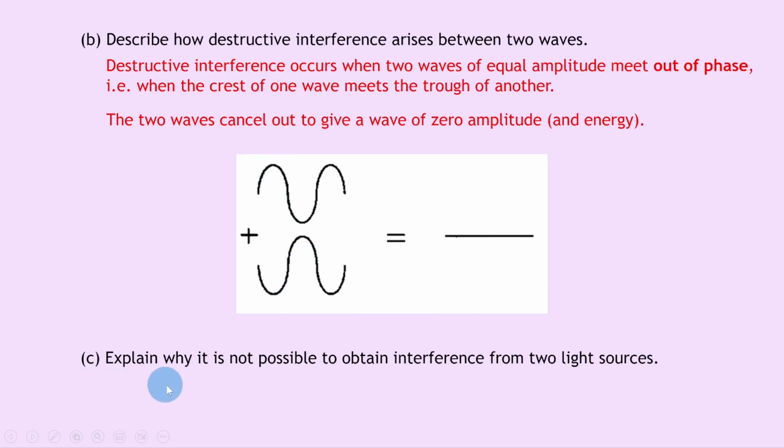And lastly, part C says to explain why it is not possible to obtain interference from two light sources. Well, remember, this is due to the random nature of photon emission for light.